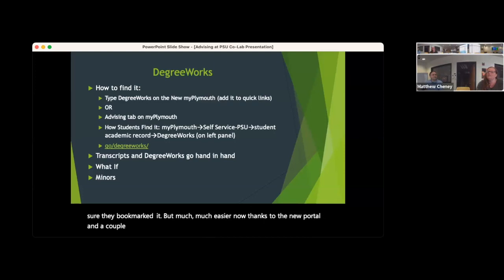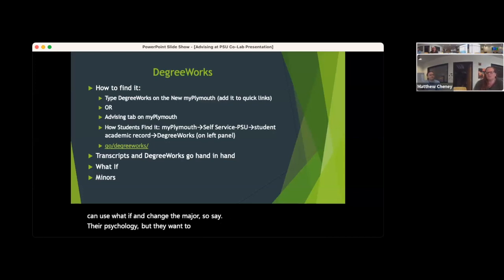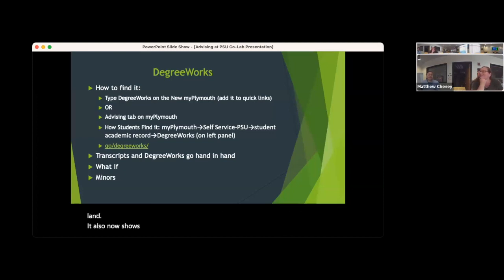A couple other cool things with DegreeWorks is that it has a What If function. If a student is in your office and they're exploring other majors, you can use What If and change the major. Say they're psychology, but they want to explore business admin or something. You can put their major as business admin, and it will show you the courses and how the ones they've taken apply to the new major they're exploring, just to see where things would land. It also now shows minors, which it didn't in the past. That's new, and it is so helpful because you can see the classes they need for the minor and how they apply.